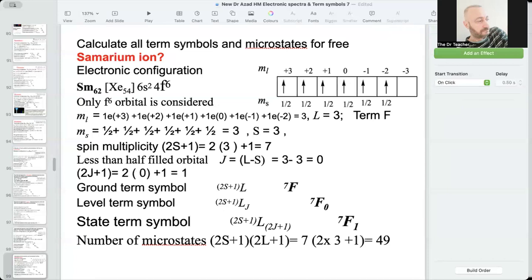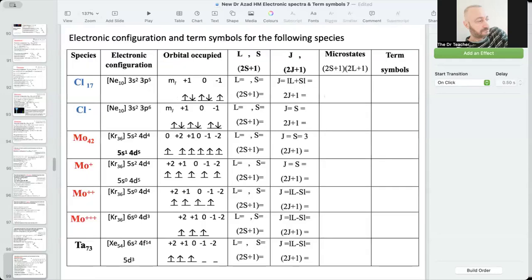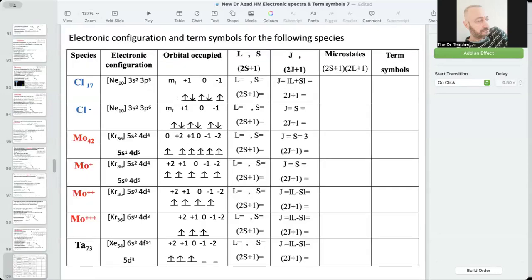Samarium ion. So here we have the samarium 4f6. Similar thing, I don't have a special case. Everything is 0, so the term will be these terms. And we can arrange these electrons in 49 ways. So you have here a full practice, and you can do that.